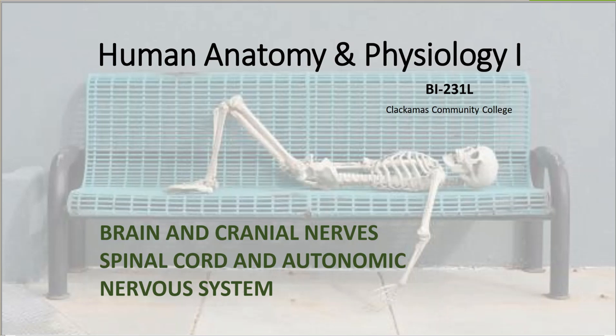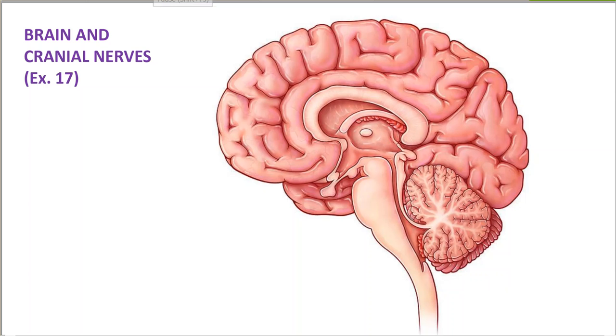Clackamas Community College. Today we're going to be talking about the brain and cranial nerves and the spinal cord, and those are exercises 17 and 19. So before I get into your lab report or your lab instructions, I just want to give a brief tour of what we're going to be covering today.